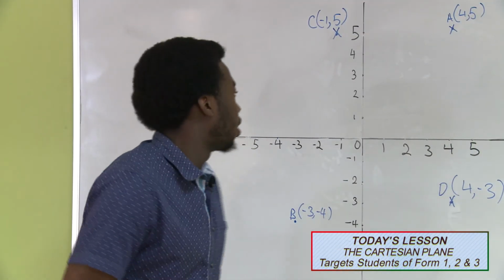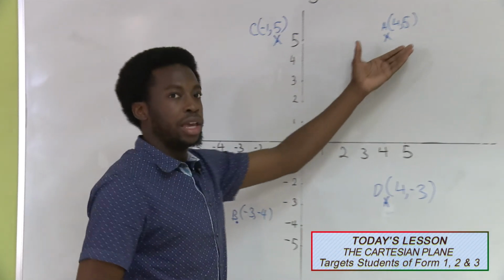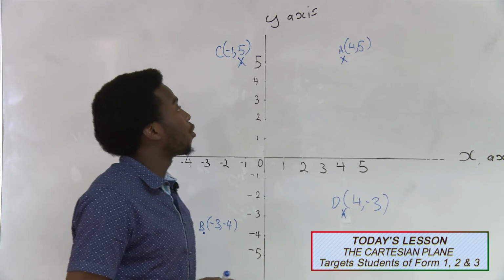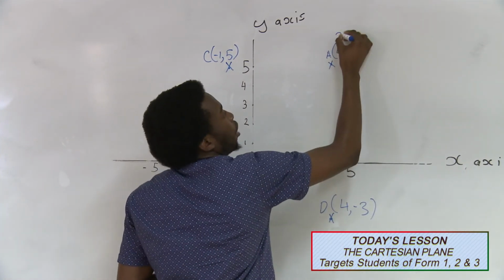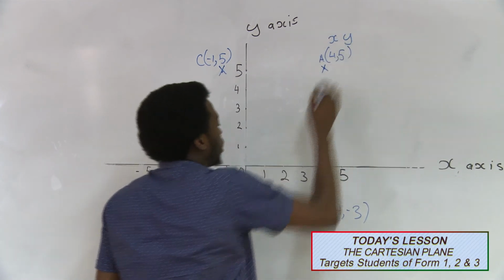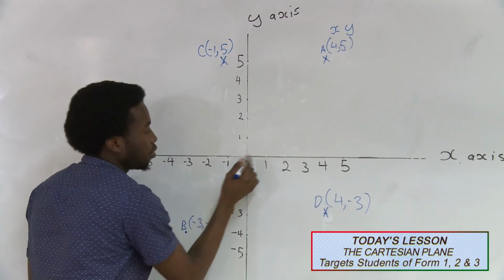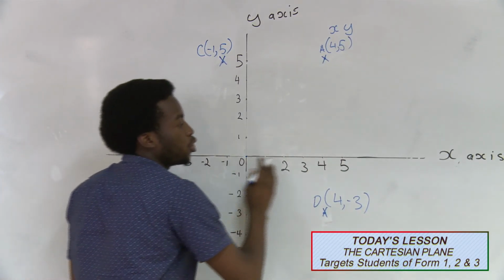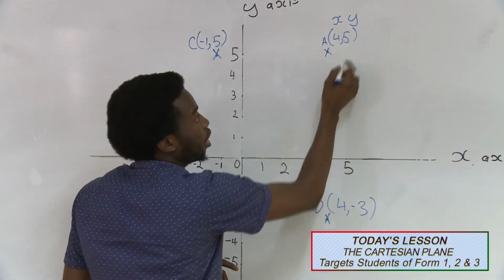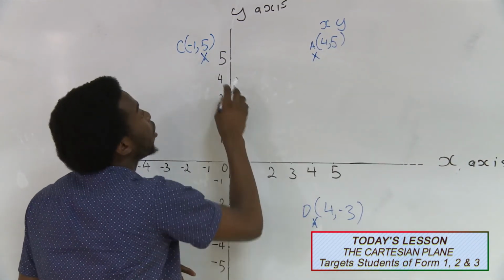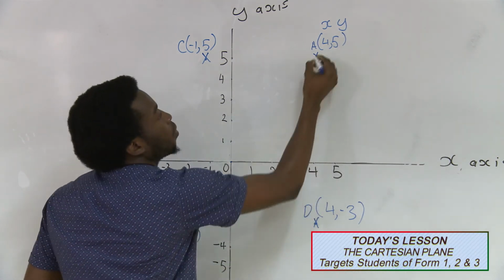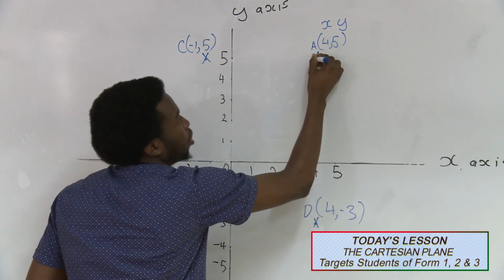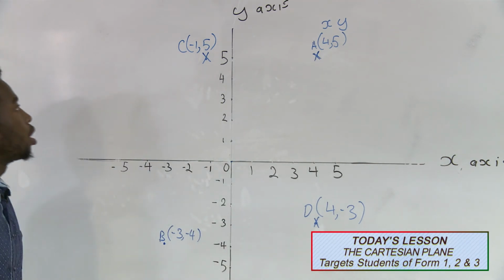Now, let's compare our answers. For A, we have 4 and 5. 4 for our x and 5 for our y. That means we are moving from our origin 4 units to the right. And then for our y, parallel to the y-axis, we are moving 5 units up. And this leaves us with this point here, point A.